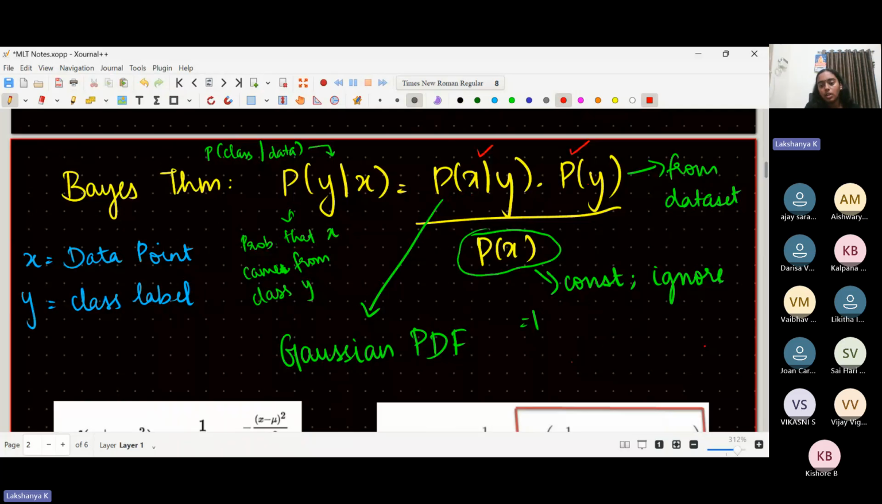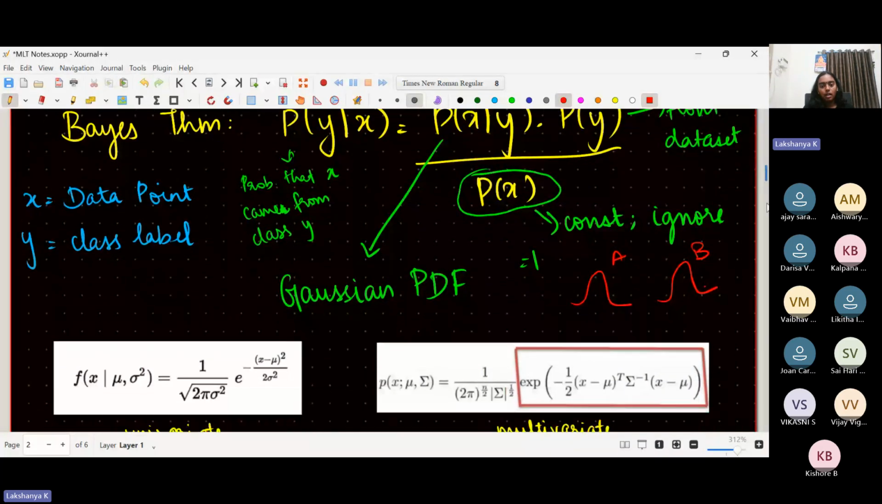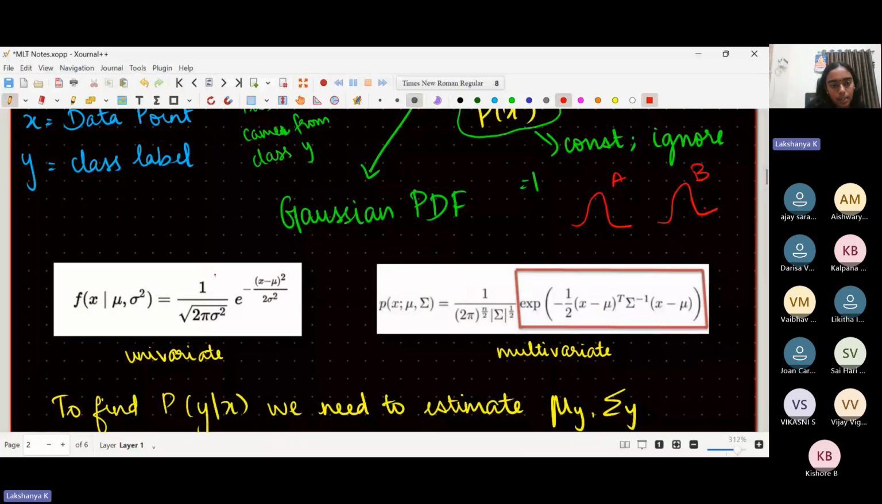We assumed that your classes follow a Gaussian distribution, right? A has a specific Gaussian, B has a specific Gaussian. Now, the probability of getting a particular element sampled from a Gaussian is exactly what is described by the probability density function of the Gaussian. So P of x given y is computed using this expression if you have a univariate Gaussian, and this expression if you have a multivariate Gaussian. These are the PDFs of univariate and multivariate Gaussian respectively.